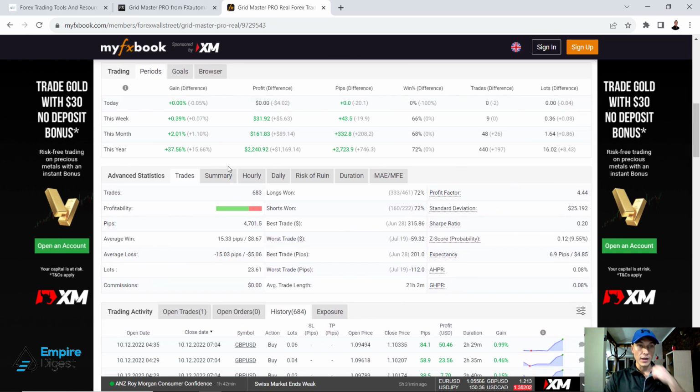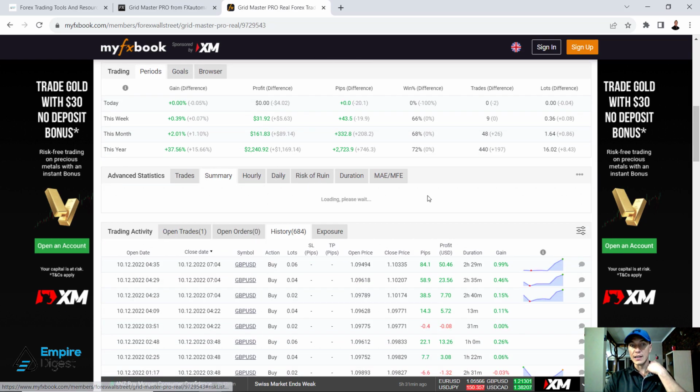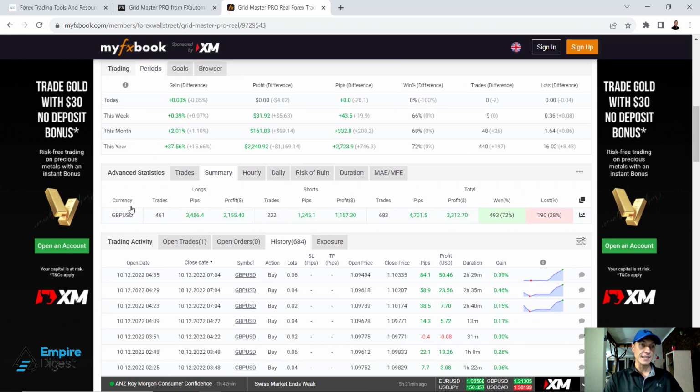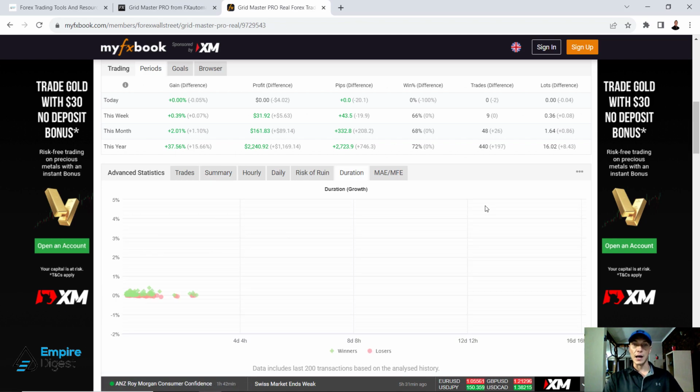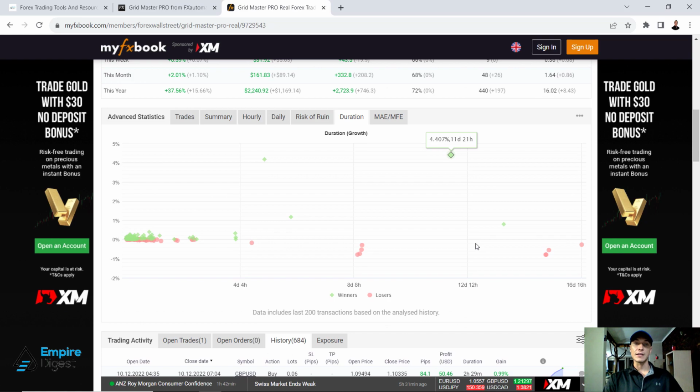Something else to look for is you can head over to the summary page. Then you can see what pairs it is actually trading. In this case, it's only trading the GBP USD, and that's the amount of profits it has made on the GBP USD. Then the duration of a trade is very important to me. I want to see how often this robot trades, or how often it closes the trade. In this case, it is all within 2 to 3 days, which is not bad.